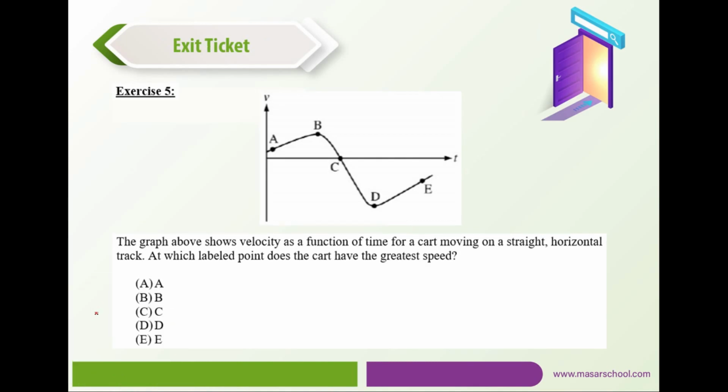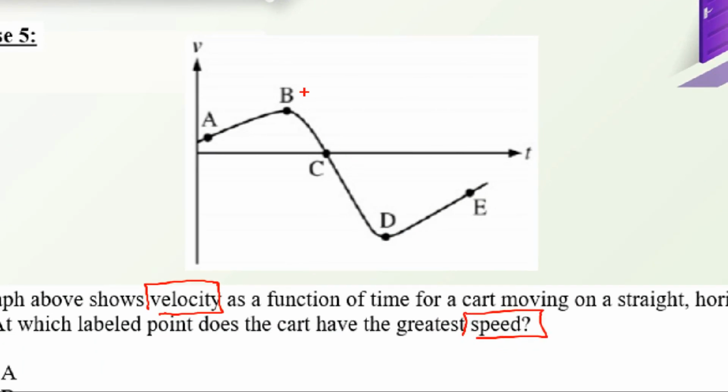Now exercise 5. The graph above shows velocity as a function of time for a cart moving on a straight horizontal track. At which labeled point does the cart have the greatest speed? Now whenever we have velocity and speed, we need to be very careful, because these two are related to each other. Velocity encodes more information, speed is the magnitude of the velocity. Basically the point B has Vmax, the maximum velocity, and D has the minimum velocity.